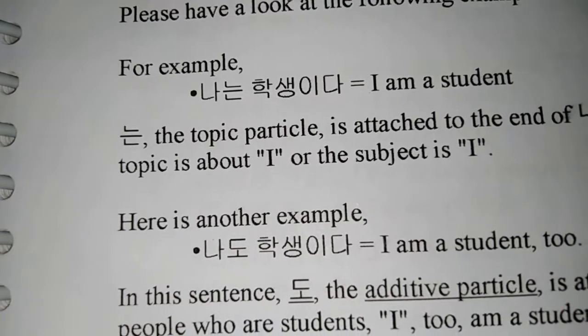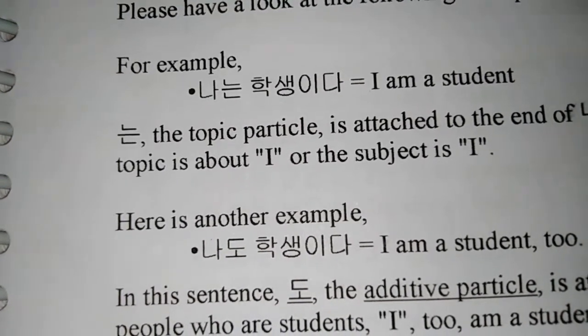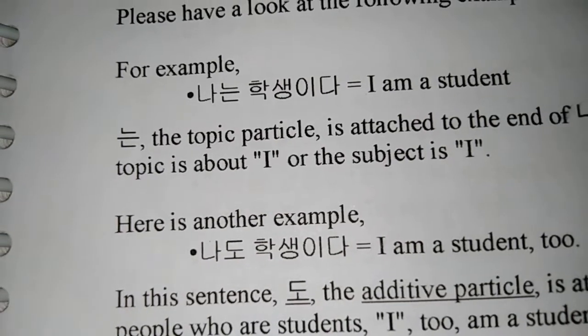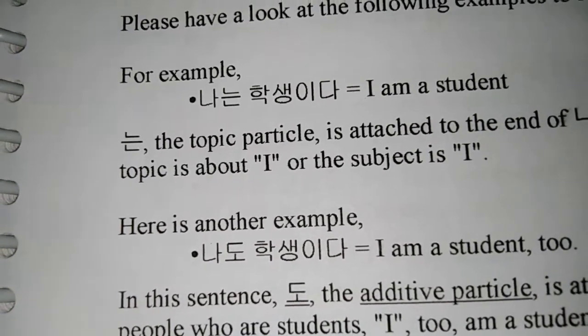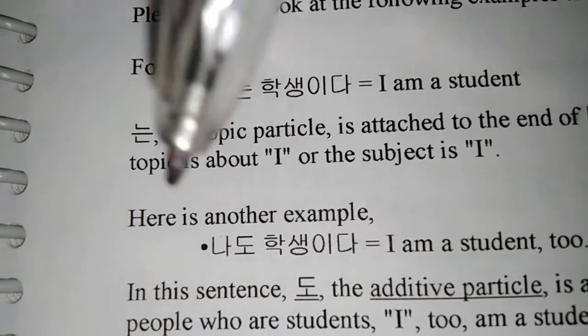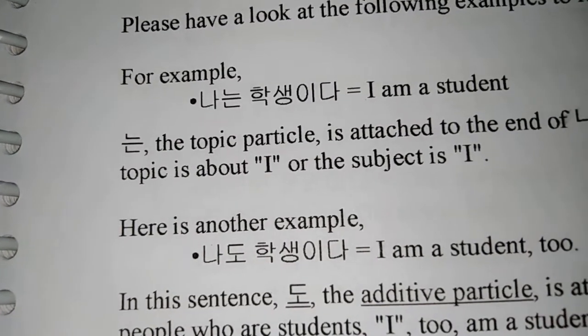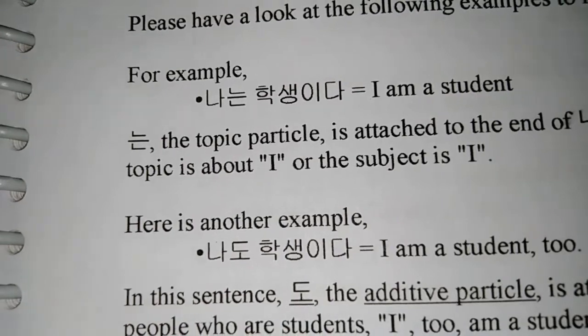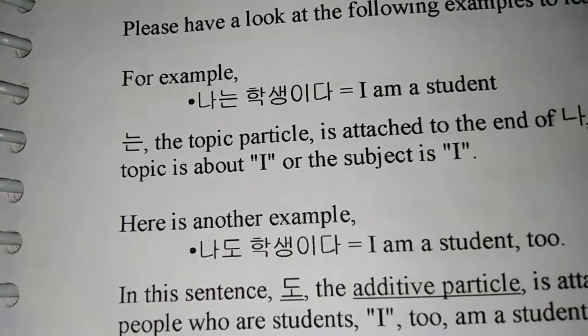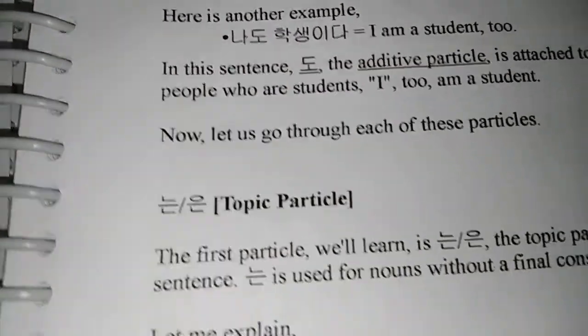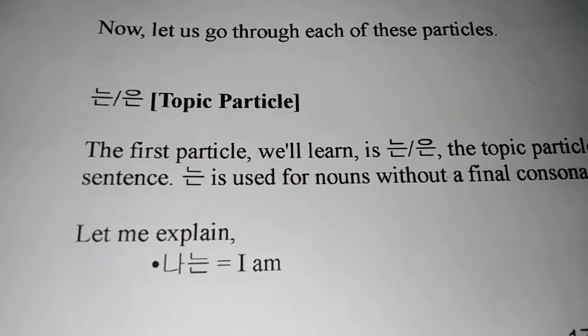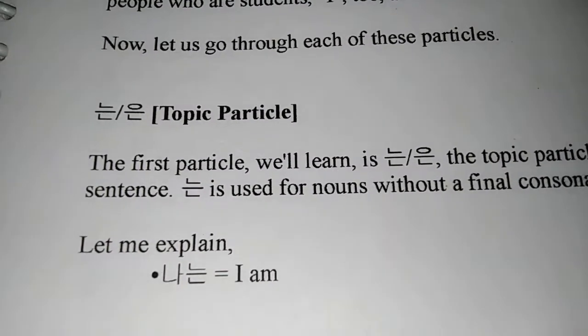Nin, in, and ga, e, I told you these are used after the subject, but there are no restrictions like that for do, that is our additive particle. You don't have restrictions like that for do. Do is used wherever it is required. That's how it works. Now, nin and in.